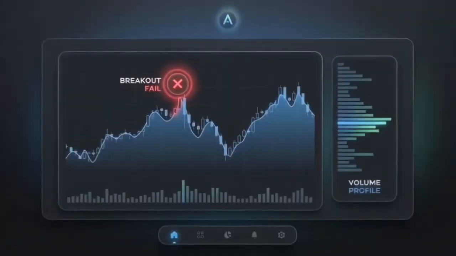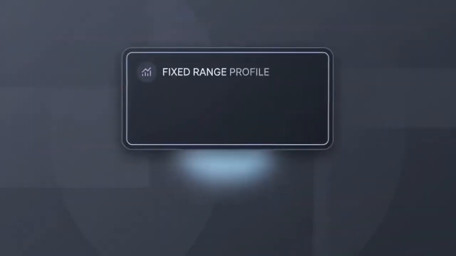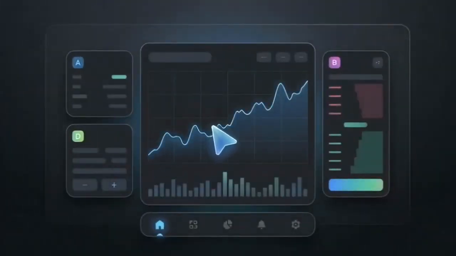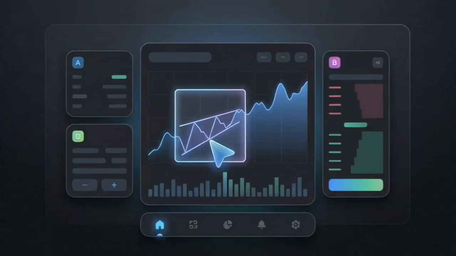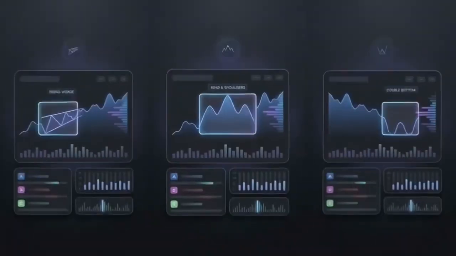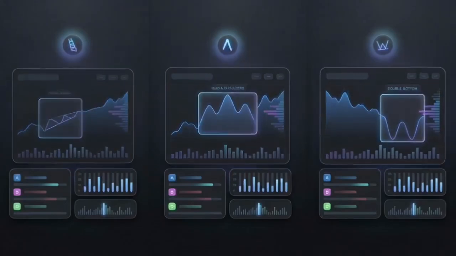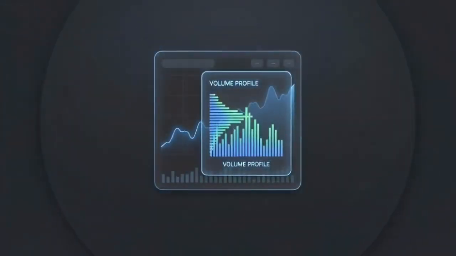Entering on the breakout retest is a planned entry rather than chasing the initial move. Now, the fixed range volume profile, which is more precise for swing traders and 1-hour chart setups. The fixed range volume profile lets you manually select the price range you want to analyze: a prior consolidation, a swing from high to low, a base before a breakout. The profile maps the volume distribution across exactly that range, nothing more.